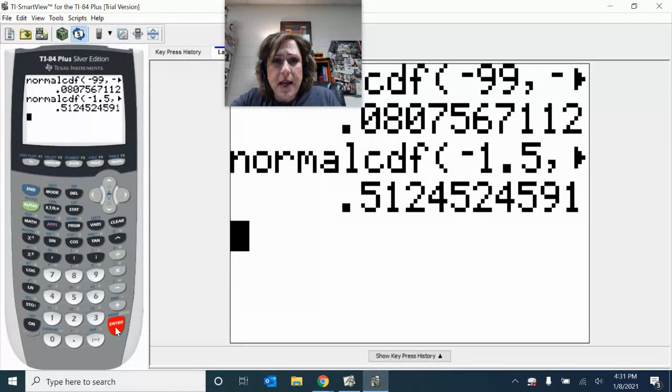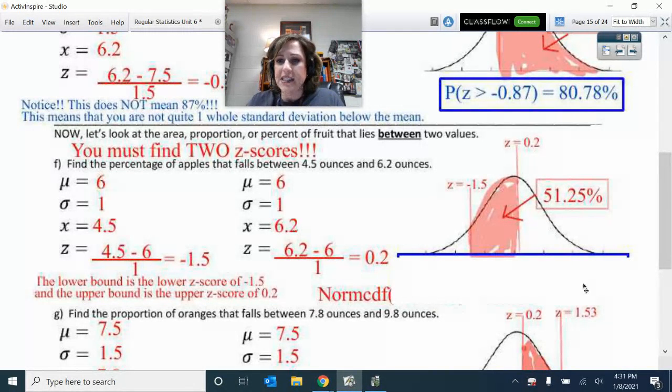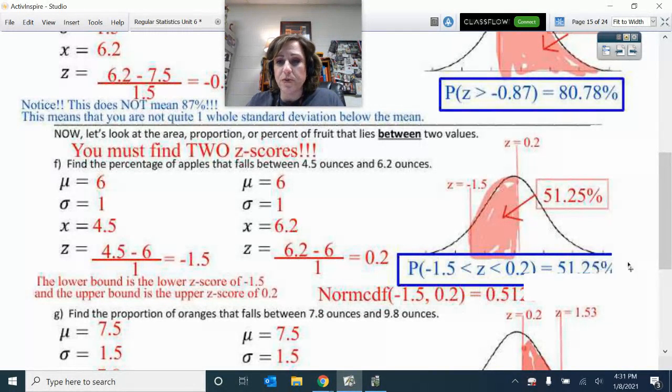Look at that last number. That is not a 4. It's not 0.5124. It's 0.5125. Please round. Learn how to round. I mean, if nothing else, you're a senior in high school, let's learn how to round correctly. Okay? So 51.25%. And so we did that norm CDF from negative 1.5 to 0.2, and there we have it.